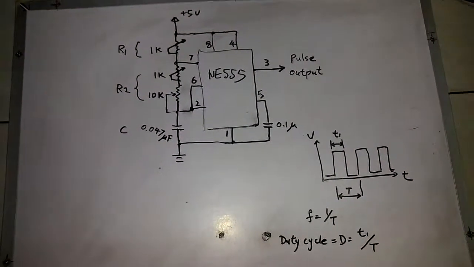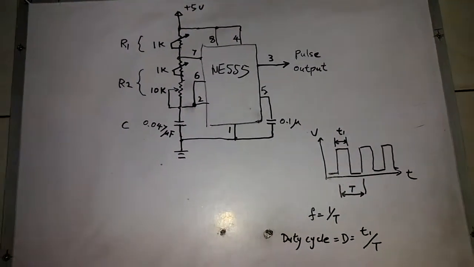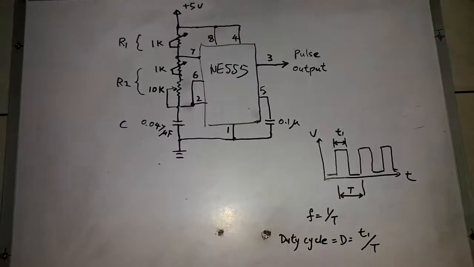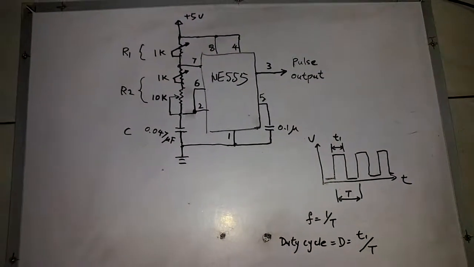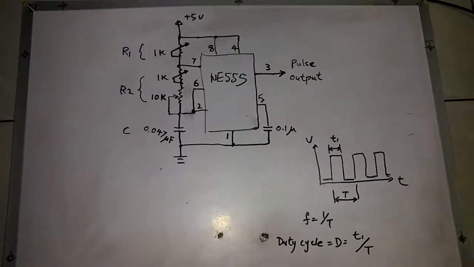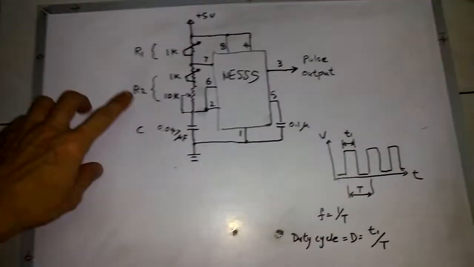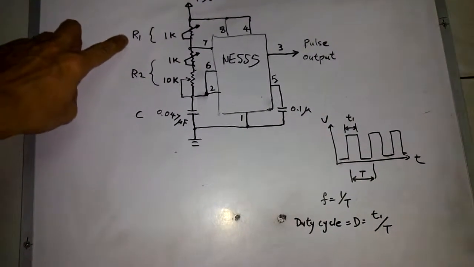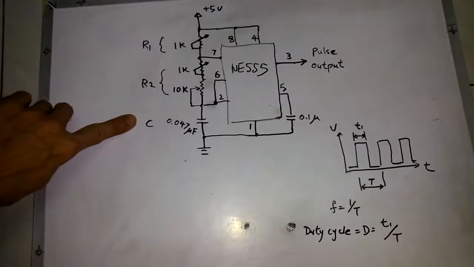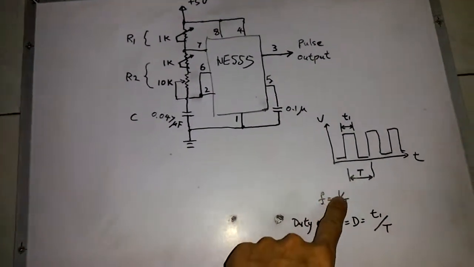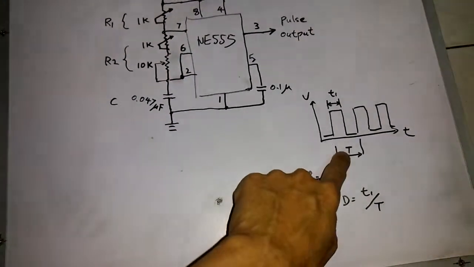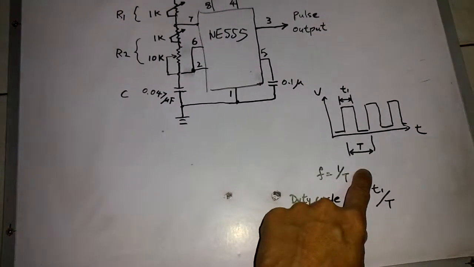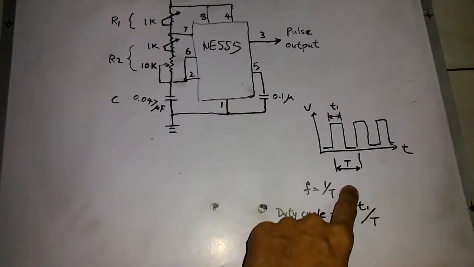Hello, here is the circuit for the pulse generator, and it is a very general circuit, and you can Google these circuits on the internet. This R1, R2, and C, these three values will determine the frequency or the period of the pulse, and the formulas for this you can find on Google.